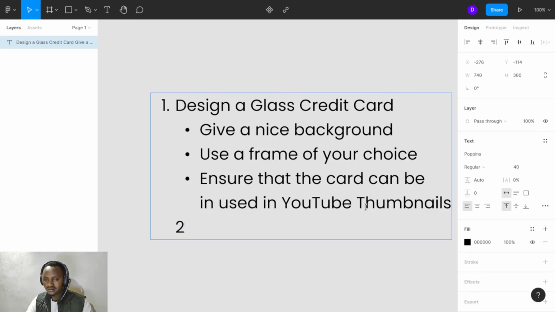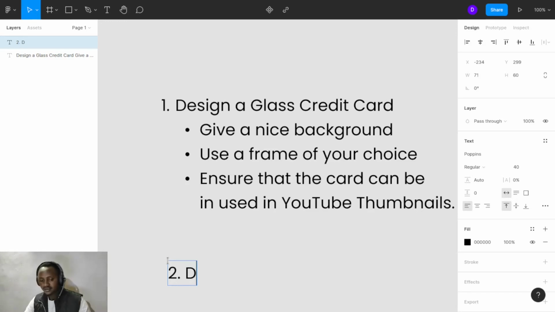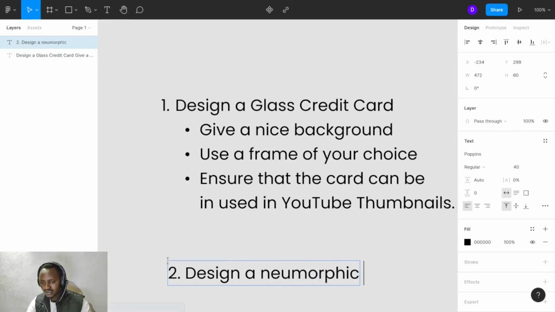That's question 1. Question 2, design a neumorphic design for neumorphic shapes on one page.